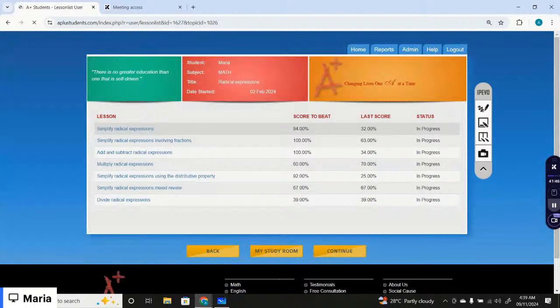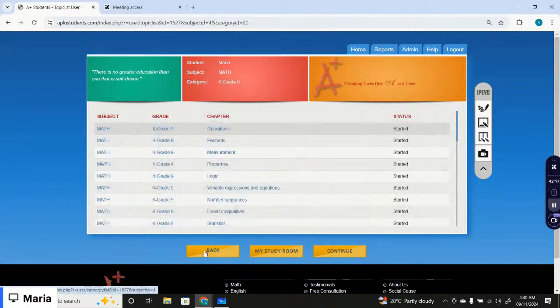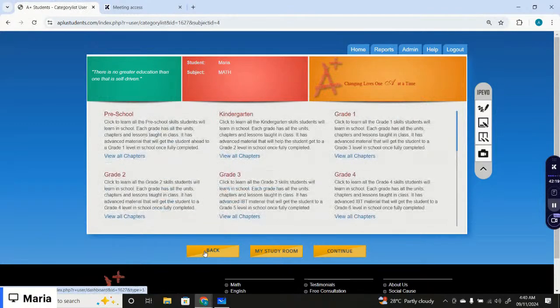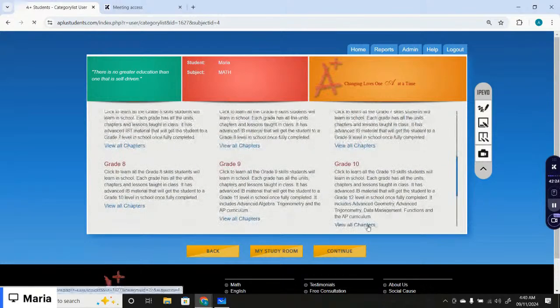So we were working on grade 9 math. The chapter we were working on is simplify radical expressions. The lessons we have covered today are simplify radical expressions, simplify radical expressions involving fractions, add and subtract radical expressions, multiply radical expressions. So please make sure before the next session you complete all the practice questions for the lessons we just did.